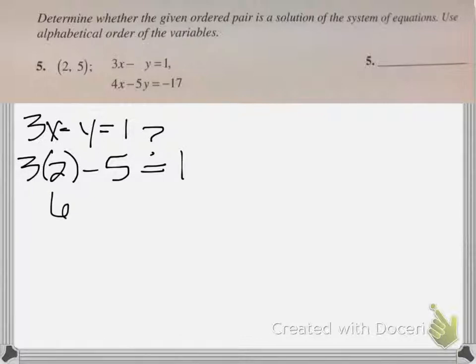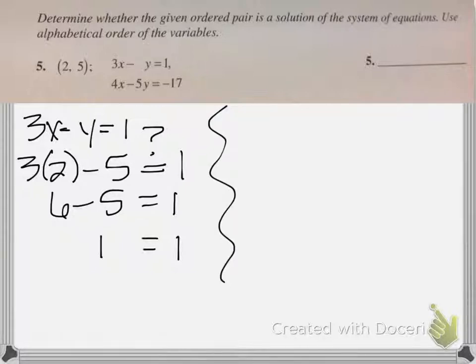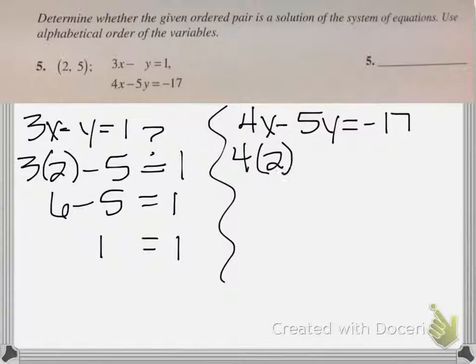Well, 3 times 2 is 6, minus 5. 6 minus 5 is 1, and that equals 1. So it is a solution to the first one. In order to be a solution, it has to work in both. So now let's look at the other equation. 4x minus 5y equals negative 17. We're going to plug in 2 for x. We're going to plug in 5 for y. And we want to know, does it equal negative 17?